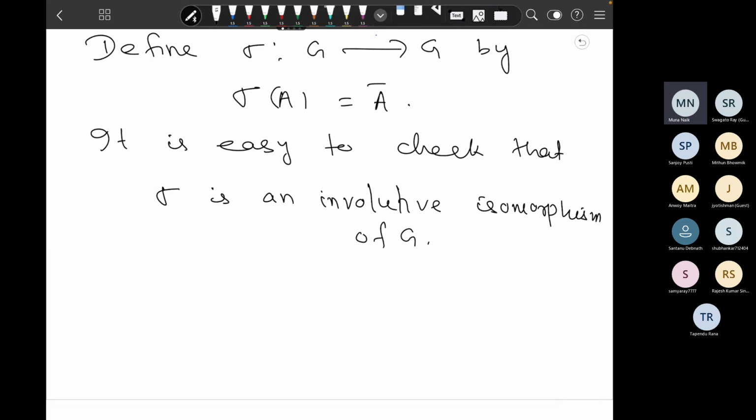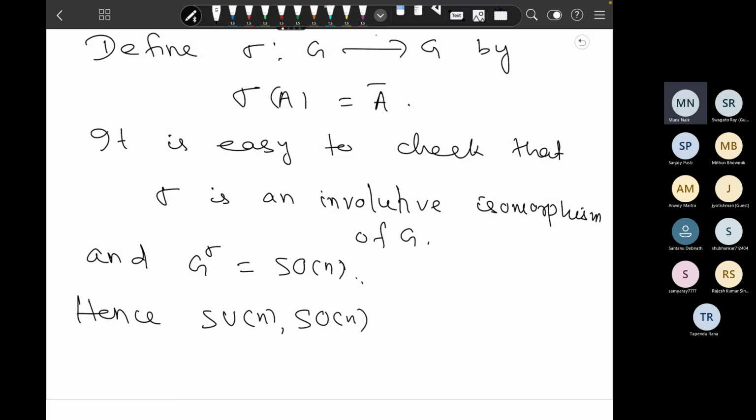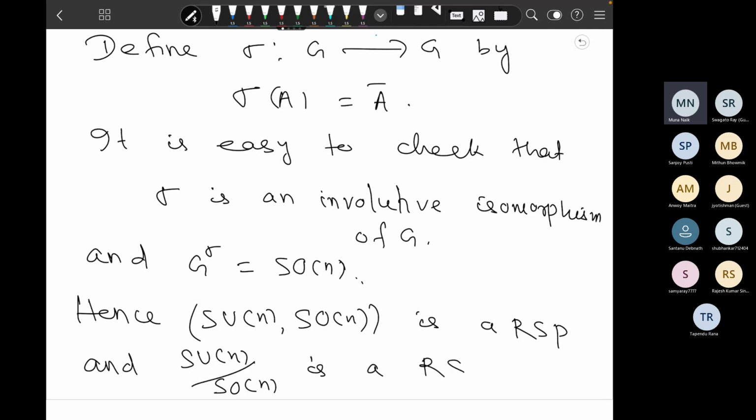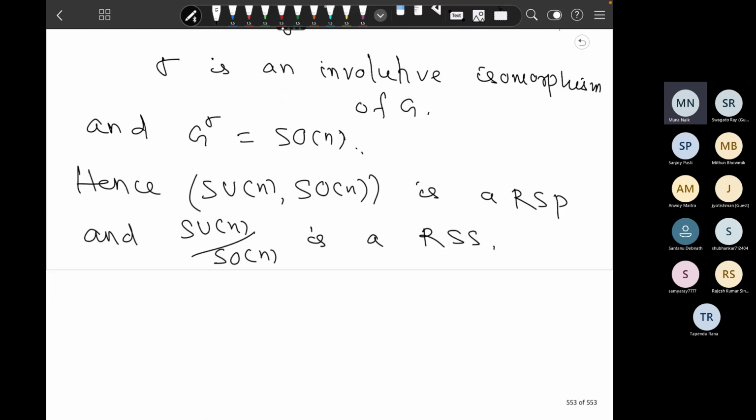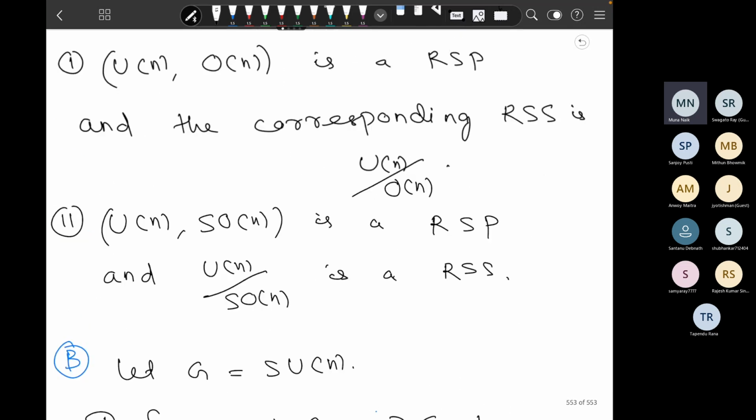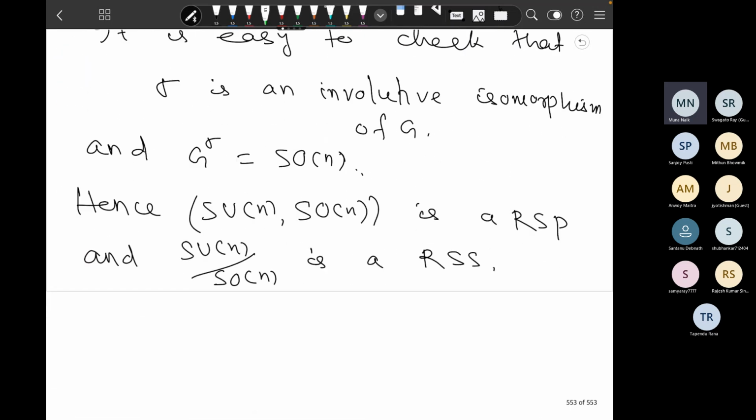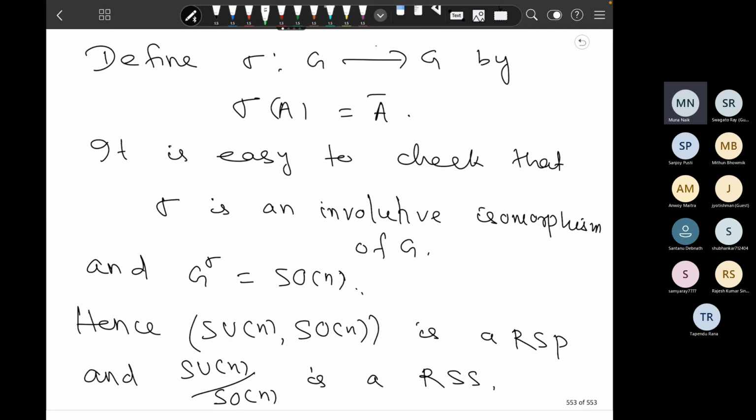Of G, and this G sigma is equal to, in this case, SO(N). So hence this (SU(N), SO(N)) is a Riemannian symmetric pair, and this SU(N)/SO(N) is an RSS. Okay, and this SU(N)/SO(N) is a different symmetric space than U(N)/O(N). So you should not confuse them; if you compare the dimensions, you will get it.